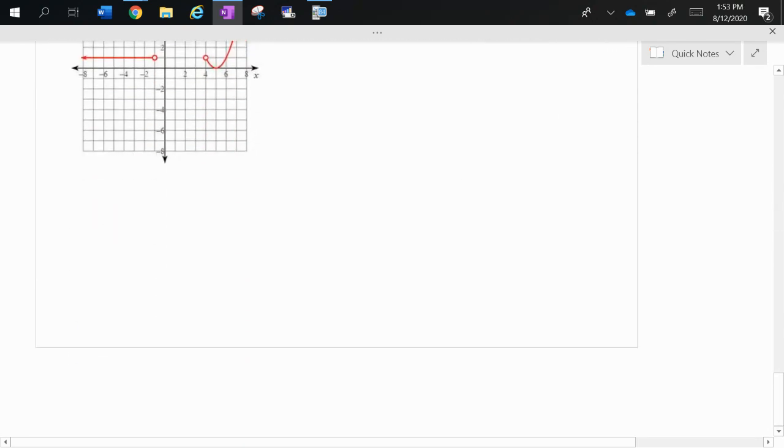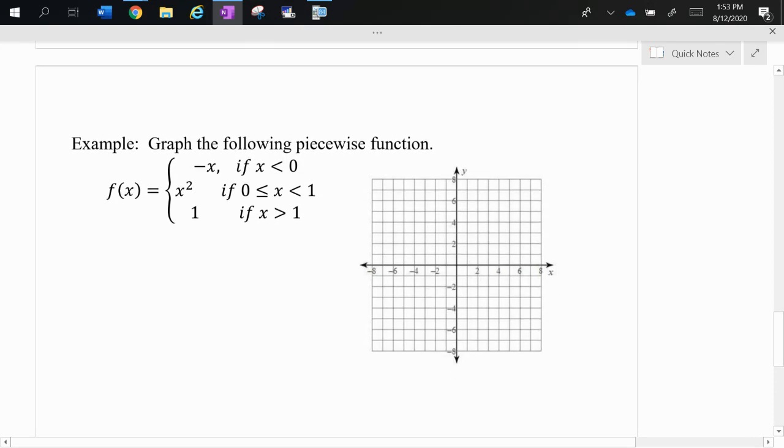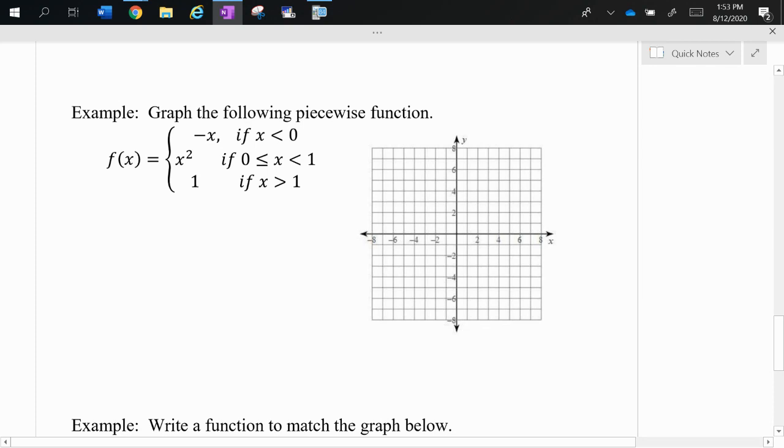Okay, so we have a couple more things to accomplish. I want to look at a couple of piecewise functions. Let's graph this piecewise function together. First, if x is less than 0, we're going to graph y is equal to negative x. Less than means not including, so I'm going to draw an open circle at 0, and draw the other points for y equals negative x and create that piece. That is the line y equals negative x, but only if x is less than 0.